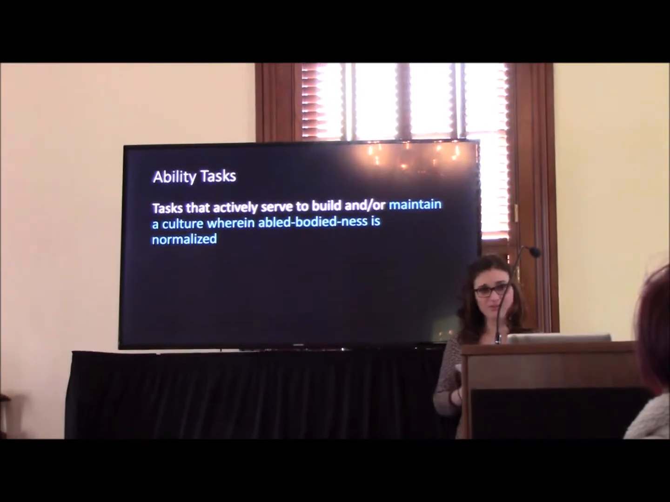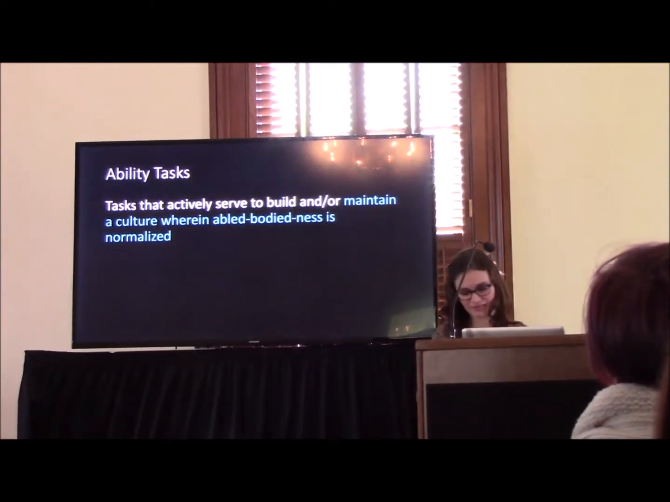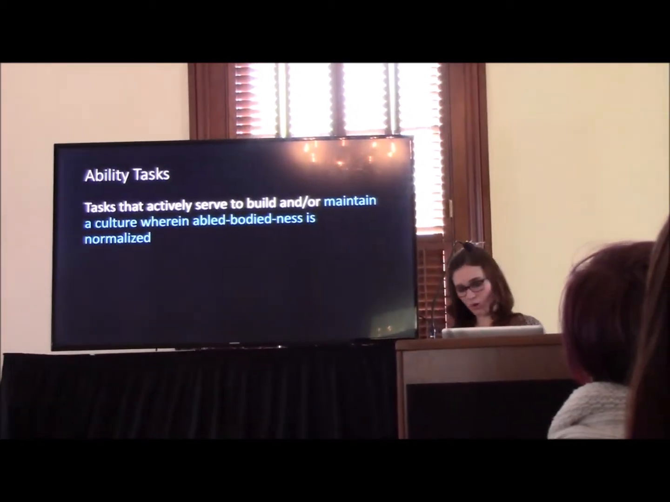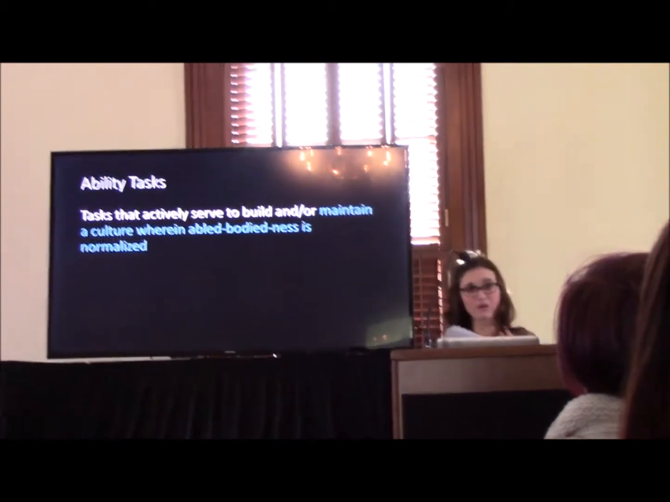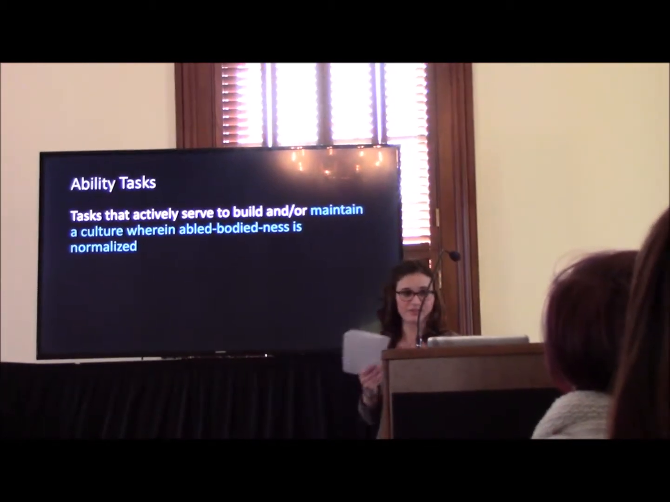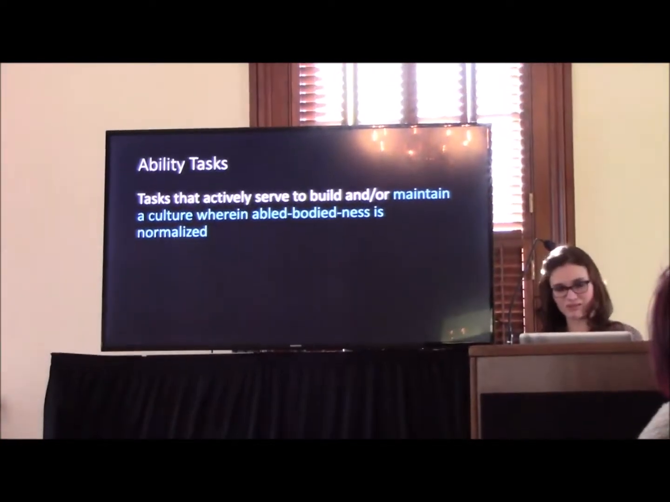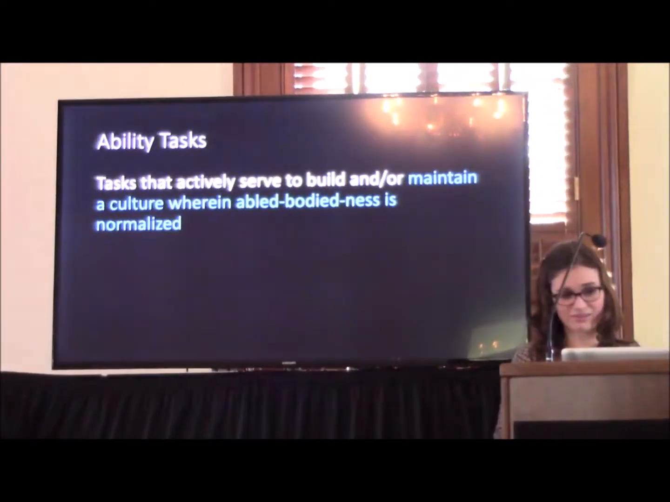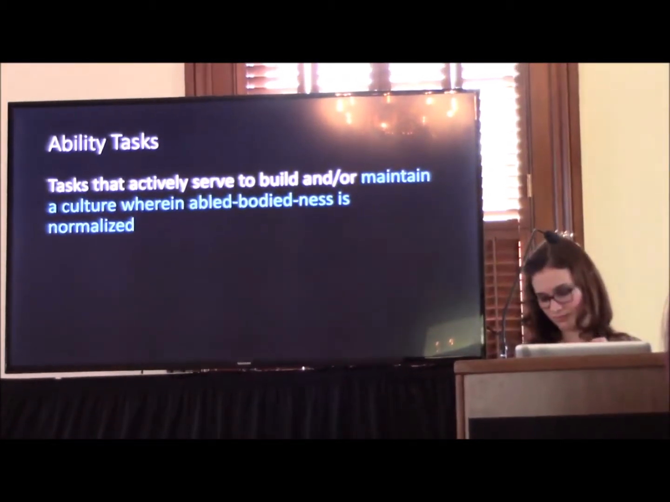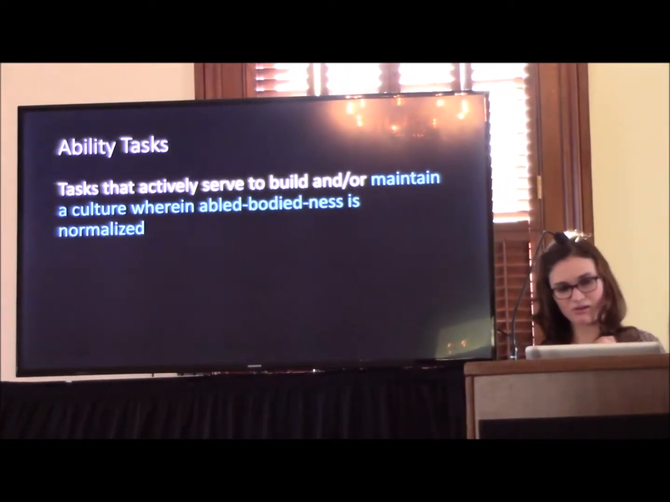Wingfield and Alston coined the term racial tasks by examining organizations from a racial perspective. Racial tasks are work that is completed by racial minorities and maintains and upholds whites' position in power. However, racial tasks focuses on racial minority groups, such as Blacks and Hispanics and so on. Therefore, I decided to take the term racial tasks and alternate it into ability tasks to think about it in terms of accessibility. Ability tasks are tasks that serve to build and or maintain a culture where able-bodiedness is normalized and treated as standard across the board.